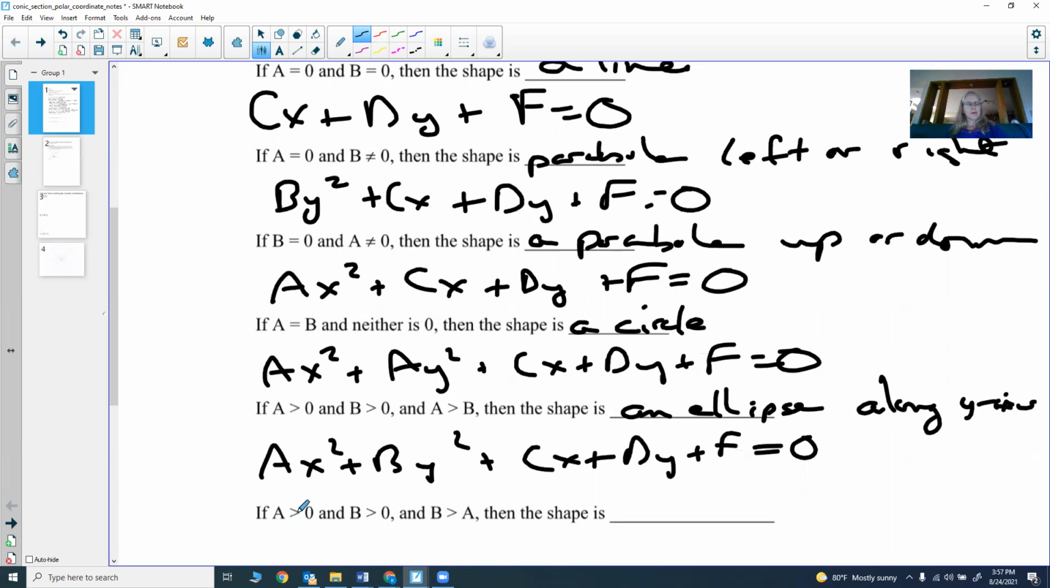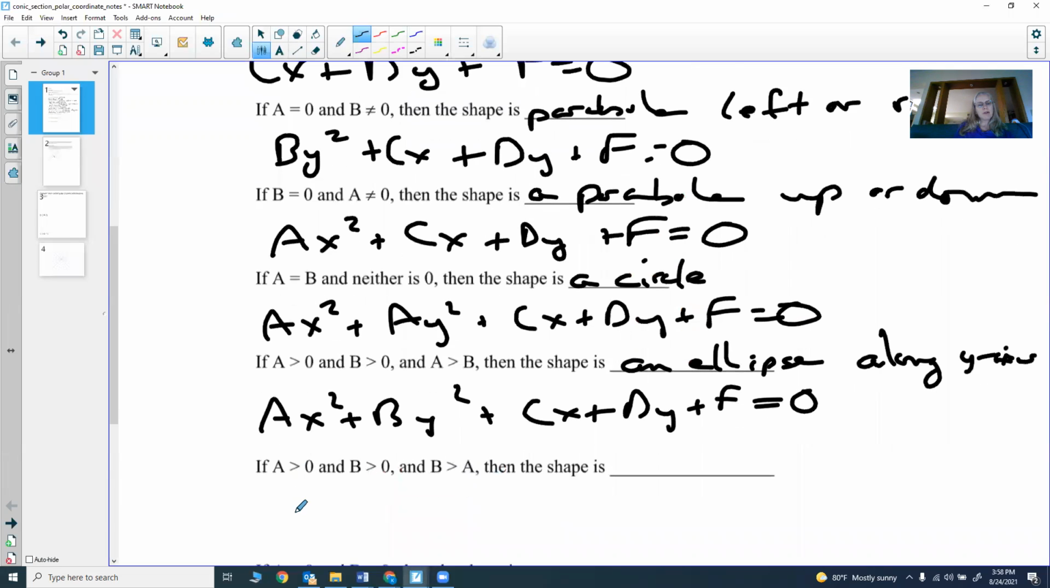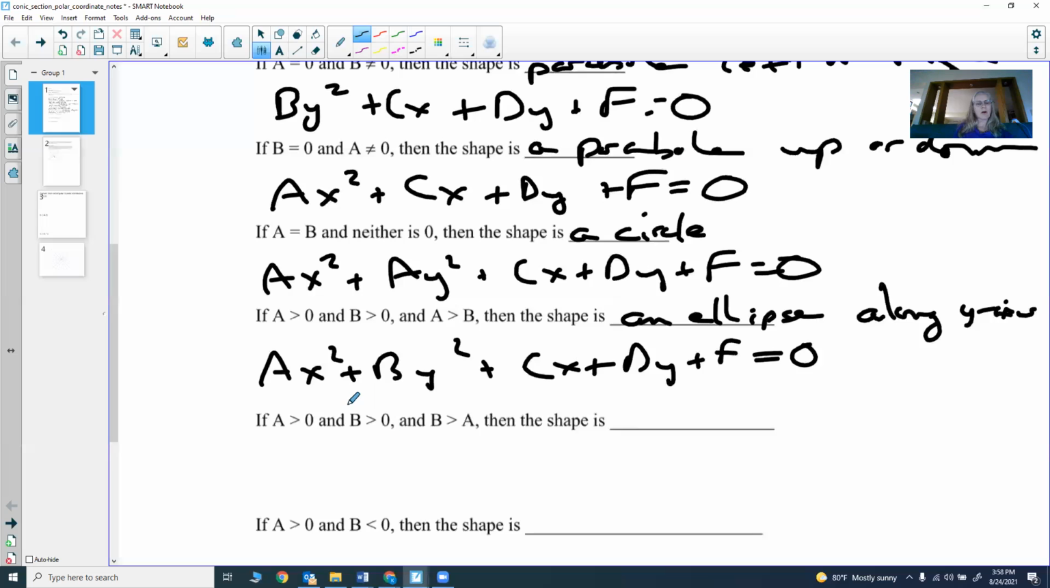If a is greater than 0 and b is greater than 0, but this time b is bigger than a, you're going to have the same equation, so you're going to get the exact same shape. You're still going to have an ellipse. But in this case, it's going to be along the x-axis.